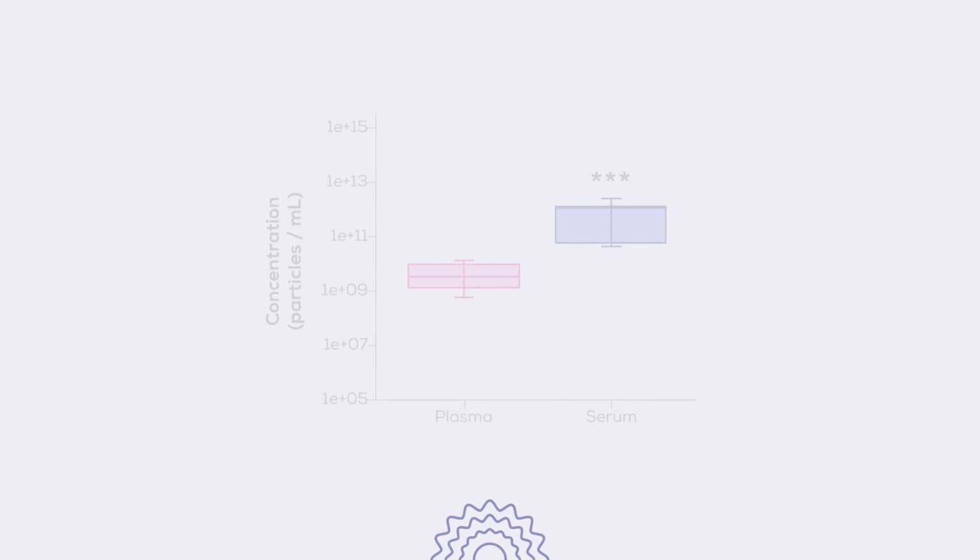During the clotting process, to create serum, activated platelets release an overwhelming amount of EVs, swamping any non-platelet EVs in your sample. As you can see here, the concentration of EVs in serum is around 3 orders of magnitude higher than it is in plasma. This makes serum a great source of platelet EVs, yet a relatively poor source of non-platelet EVs.